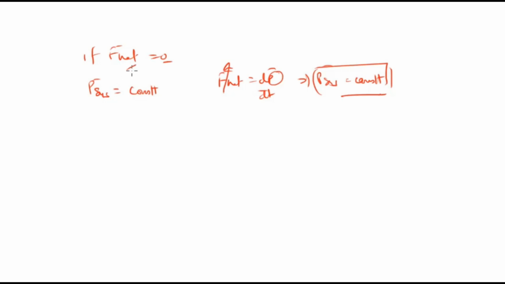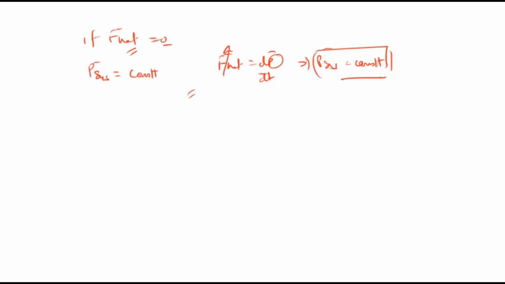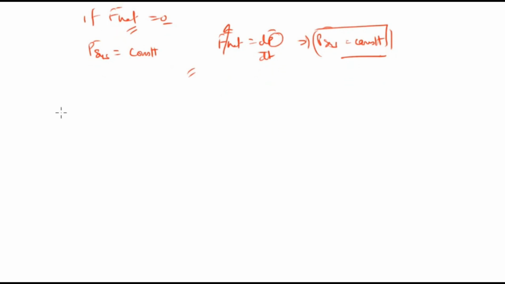If F net on the system is 0, meaning the net external force is 0, then the momentum of the system remains constant. What do I mean by that? I'll give you an example. Suppose here's a particle m1 and here's a particle m2. m1 is moving with a velocity v1, and m2 is initially at rest. m1 goes and collides with m2. What do I mean by collision? Collision you can think of as basically a process in which there is a redistribution of energy and momentum.